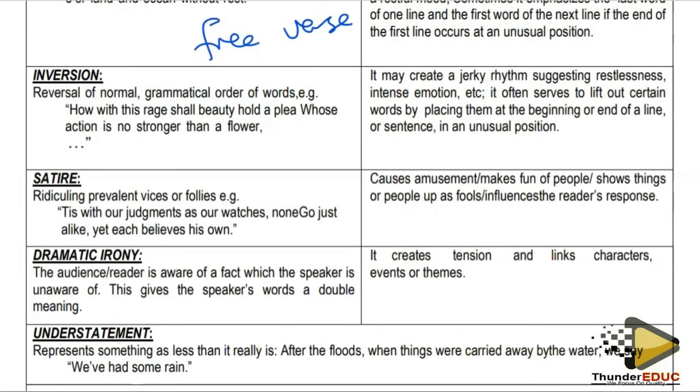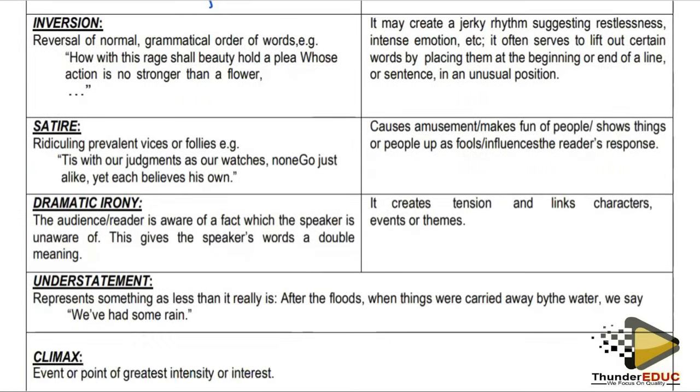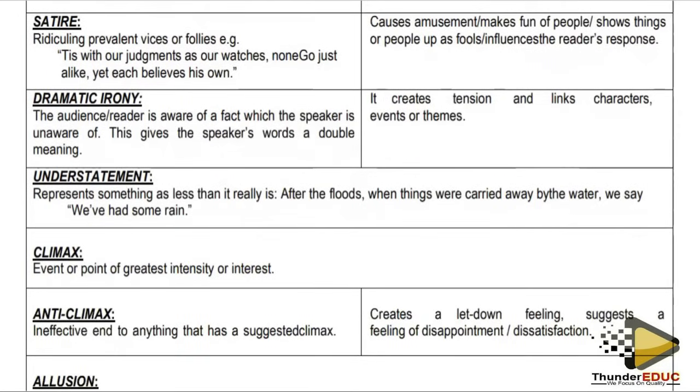Dramatic irony is when the reader is aware of the fact which the speaker is unaware of. This gives the speaker's words a double meaning, whereby an announcement is made, but you already know that announcement is not going to happen because someone has already said in the poem that this is what is going to happen. So that's what we mean by dramatic irony. You are aware as the audience, but the poet is not, or in a novel or a play. All right.